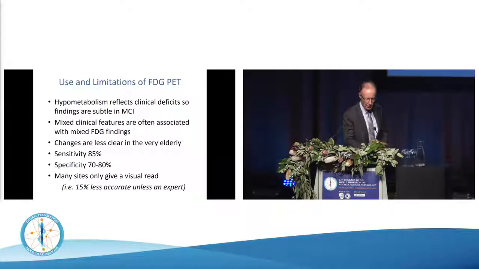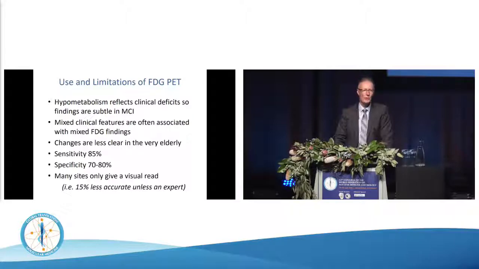But there are some limitations of PET. This is my last slide. The hypometabolism of PET does reflect the severity of clinical deficits. So the findings might be subtle in mild cognitive impairment. You might just see a little bit of something in the posterior cingulate precuneus and a wisp of some reduction in the parietal cortex. Mixed clinical features are often associated with mixed FDG findings.